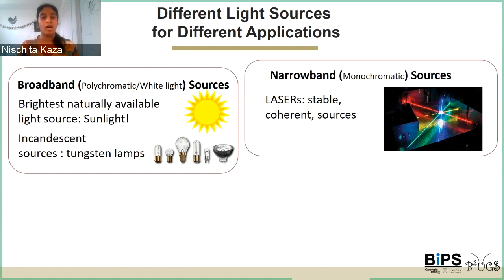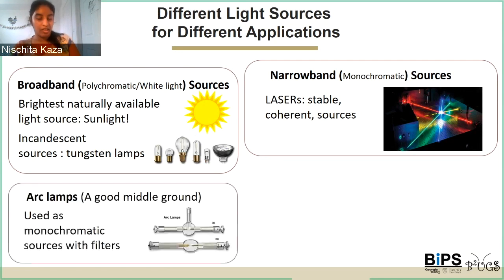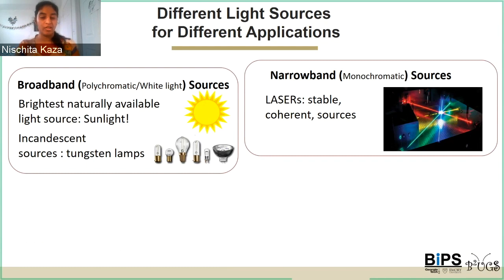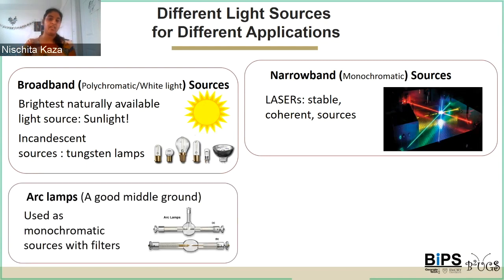Now, a good medium between these two is arc lamps, and these refer to essentially lamps like the mercury arc lamp that we saw in the spectrum previously. These have a fairly broad band of wavelengths or frequencies, but because they have extremely high intensities at specific peaks, we can use a filter and then they would behave as an effectively monochromatic or narrowband source.